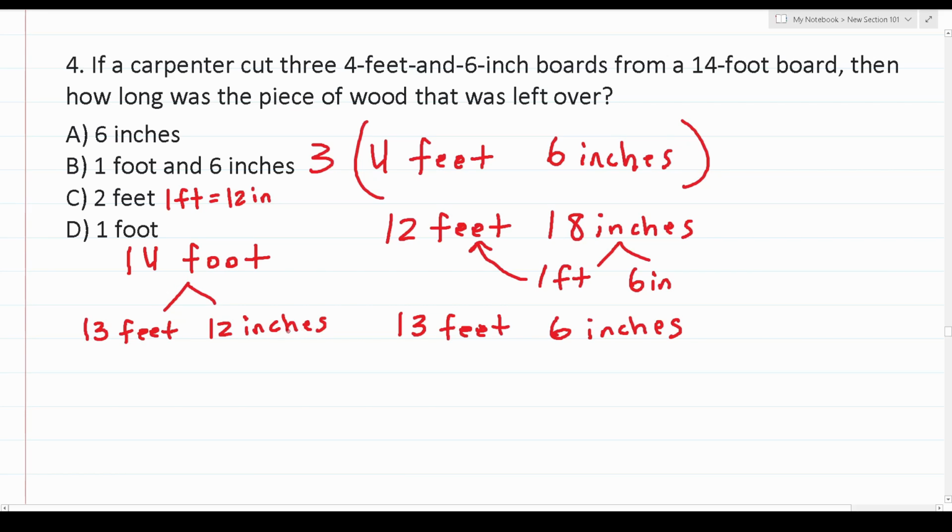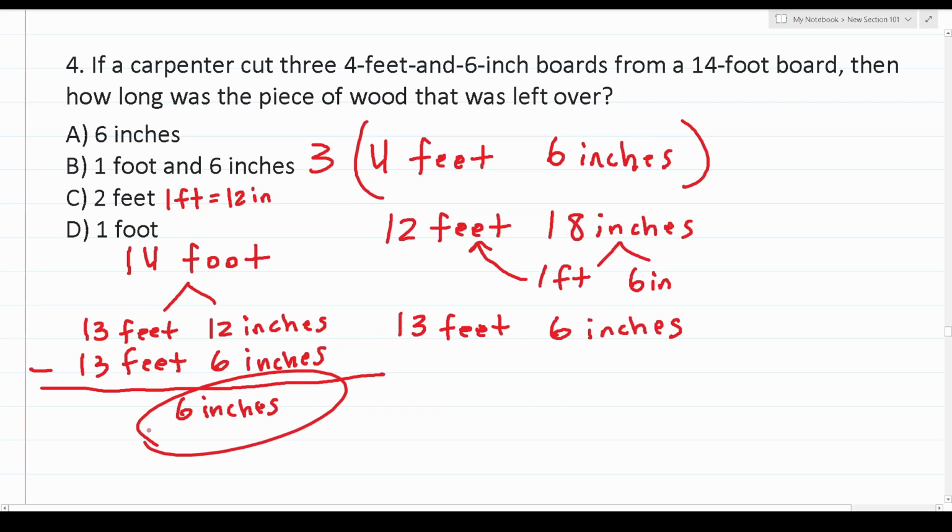1 foot plus 13 feet is 14 feet, right? So in reality, all we're doing in this problem is taking 13 feet and 12 inches, and from that we're subtracting 13 feet and 6 inches. And that math's actually pretty easy to do. 13 feet minus 13 feet is no feet. 12 inches minus 6 inches is just 6 inches. So the answer to this one is A, 6 inches.